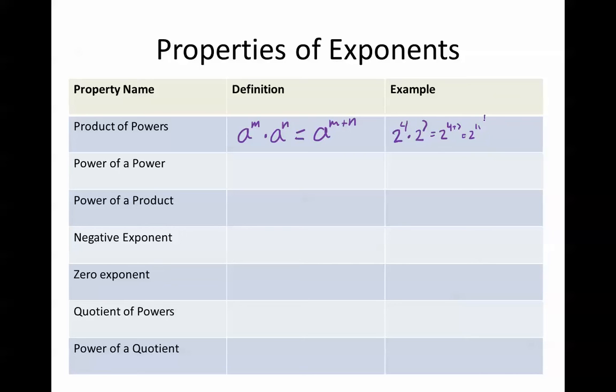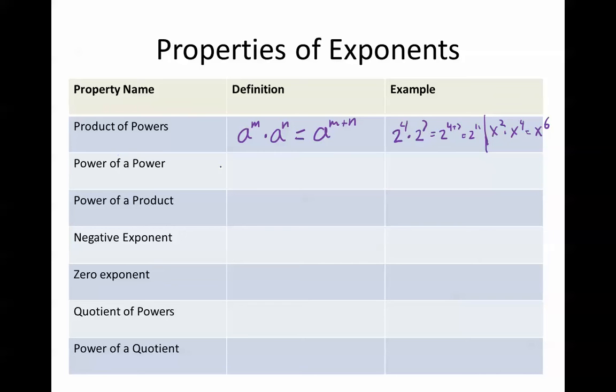It also works with variables. If you had x squared times x to the 4th, that would be x to the 6th, because you're simply adding the exponents together. Okay, so multiplication, product of powers, is I add the exponents together.